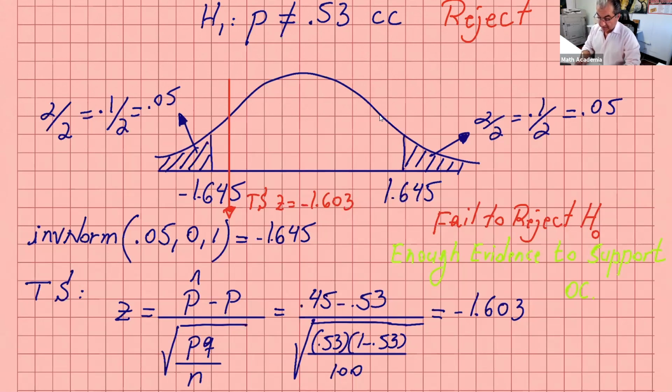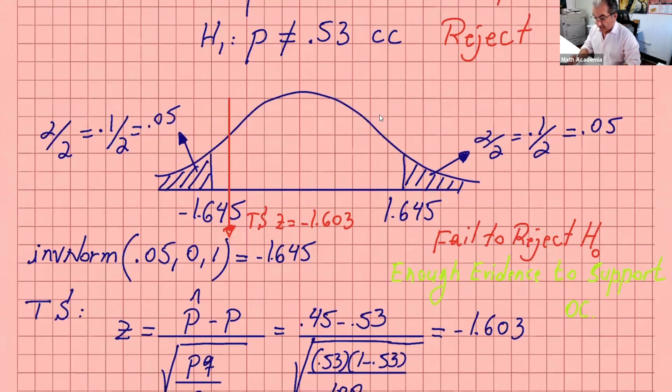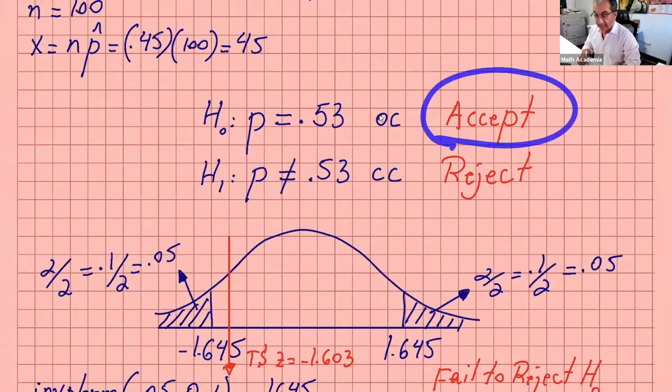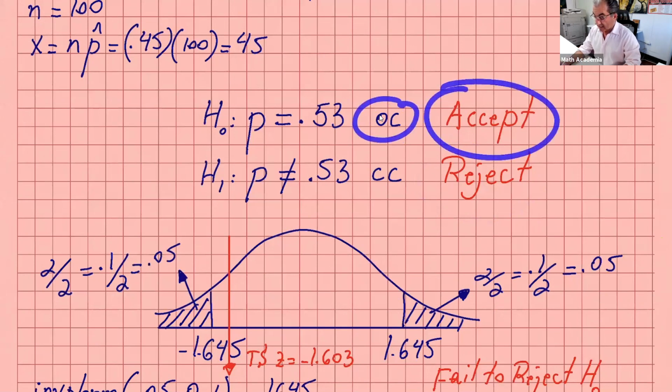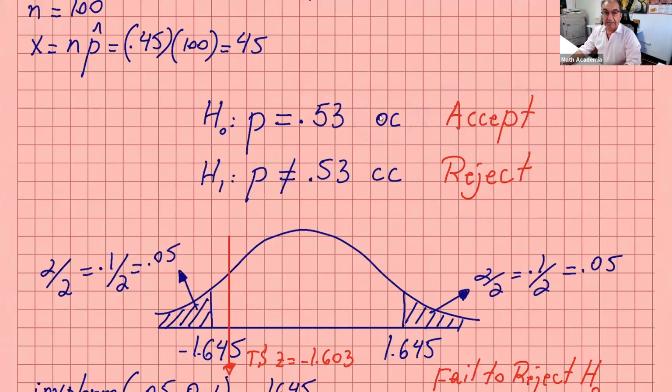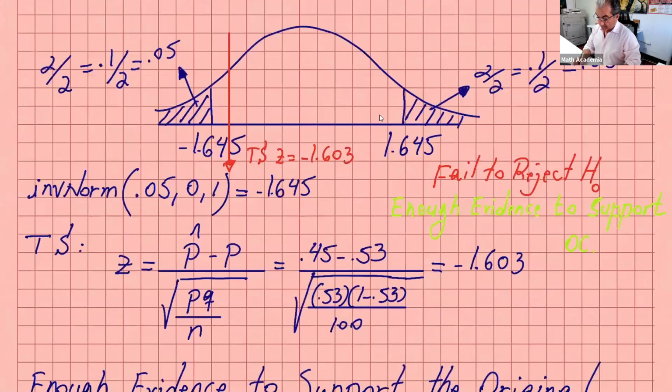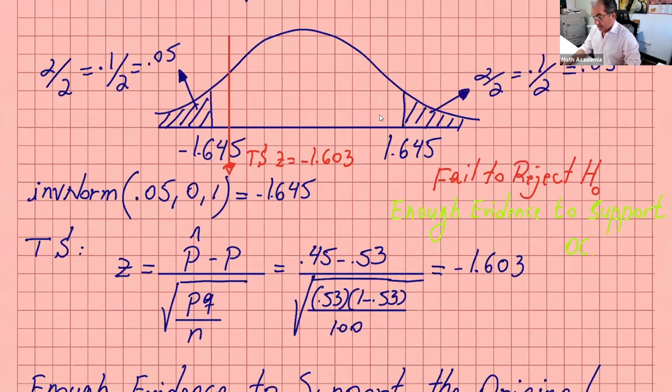If the test statistic falls in the non-shaded area, the first conclusion is fail to reject H0. If I fail to reject H0, that means I accept H0 and I reject H1. Then take a look at the original claim. Next to the original claim, it says accept. When you accept the original claim, that means you have enough evidence to support the original claim, or the claim that is in the problem. So I wrote it here for you: enough evidence to support the original claim.